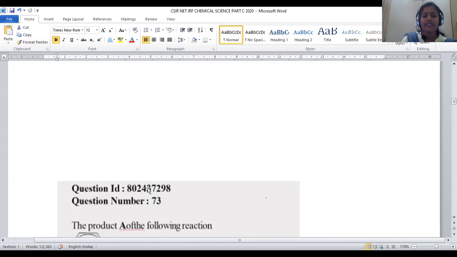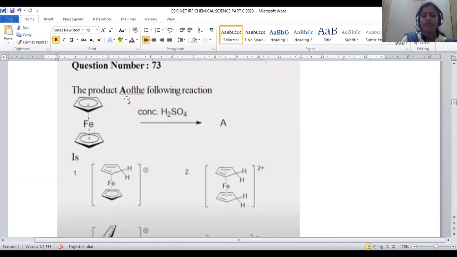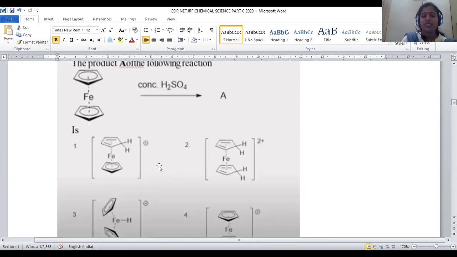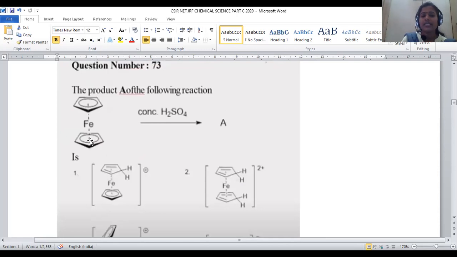Let us move on to question number 73. Find the product A of the following reaction. Here a complex is given. This is called ferrocene. Iron is in contact with 2 cyclopentadienyl anions.